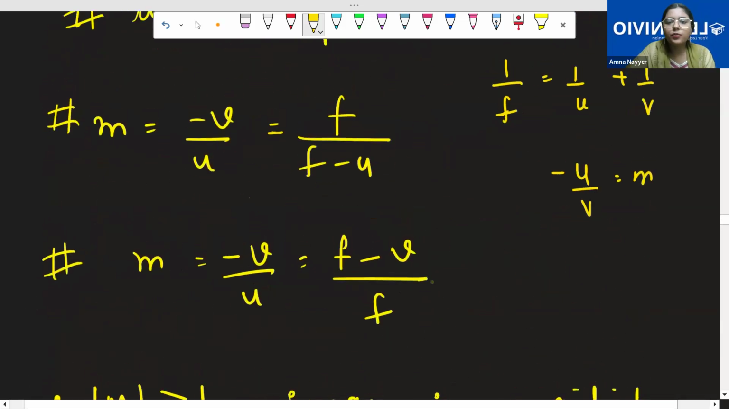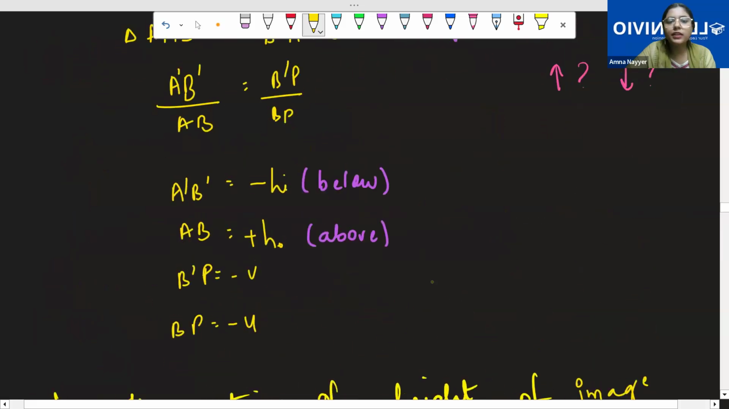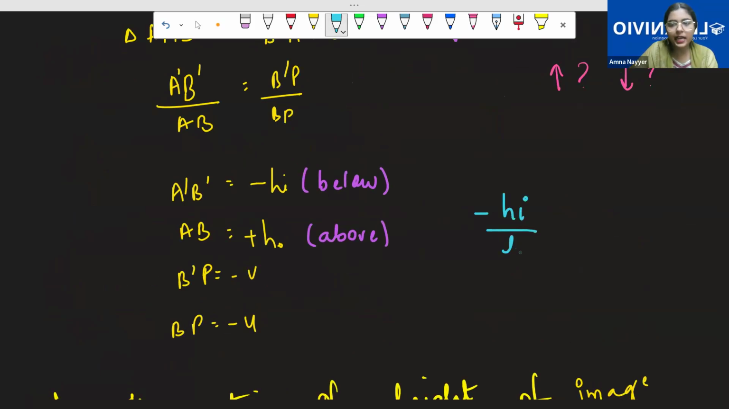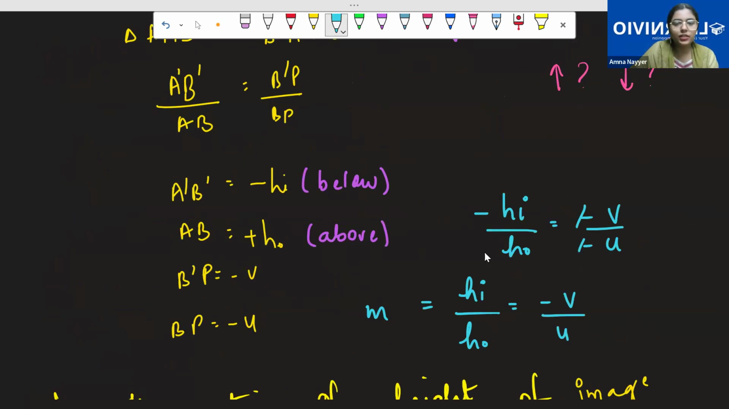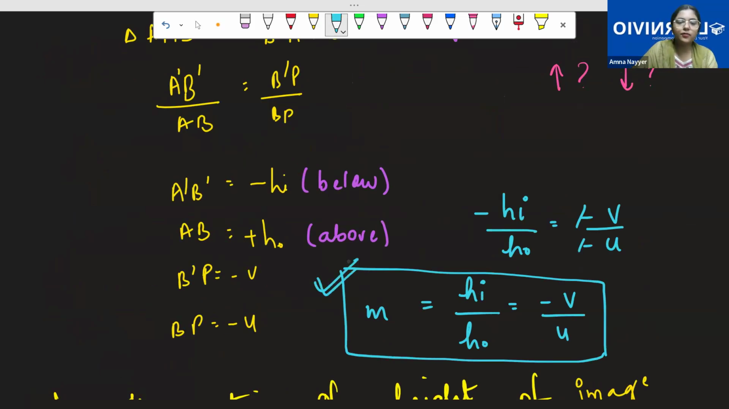Before this, just one more thing. You can finally say, we can compare minus hi by h naught is equal to minus v by minus u. If I put it here, this will be cancelled. I can finally say hi by h naught, which is the magnification, is equal to minus v by u. This minus from here. So this is the formula that we'll be using. This is your main formula.